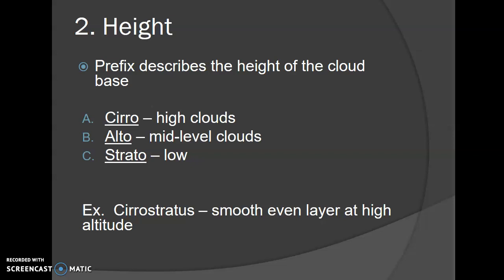We don't use the prefix when it's on the word that it's built around. So a cirrus cloud is already high up. We don't have to have cirro cirrus, and we don't say stratostratus. Whenever it's a high up cirrus cloud, we just call it a cirrus cloud. When it's a low down stratus cloud, we just call it a stratus cloud. But we can have cirrocumulus clouds, or altocumulus clouds, or stratocumulus clouds. Or we can have cirrostratus clouds. For example, this would be a smooth, even layer, that's the stratus part, at the high altitude, the cirro prefix.